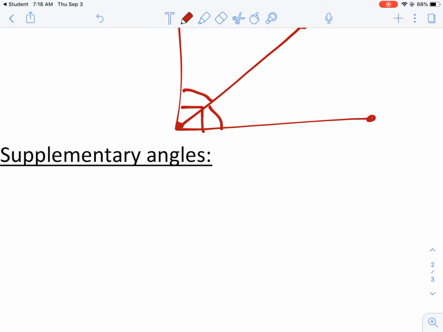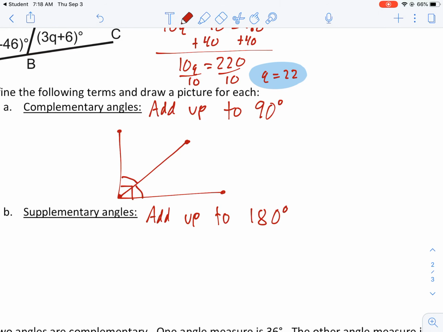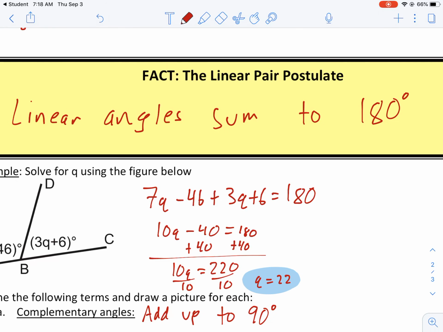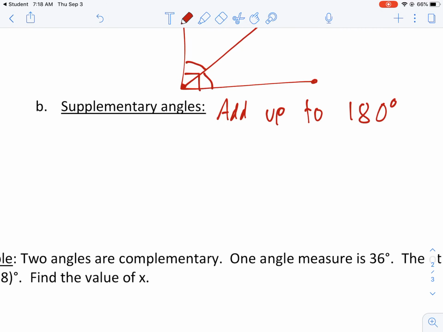Supplementary angles add up to 180 degrees. So complementary angles come up sometimes. Supplementary angles come up all the time, just like with linear pair. Linear angles are supplementary. That's another way that you could say this fact. They add up to 180 degrees. So if we want to draw supplementary angles, we draw a line and then just draw an angle coming out of it. And the two angles that are created, they're going to add up to 180 degrees.